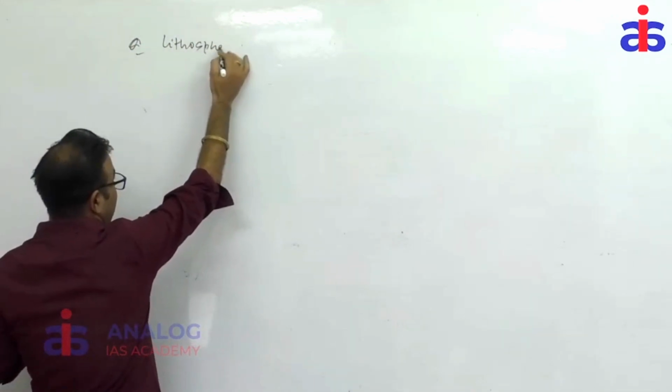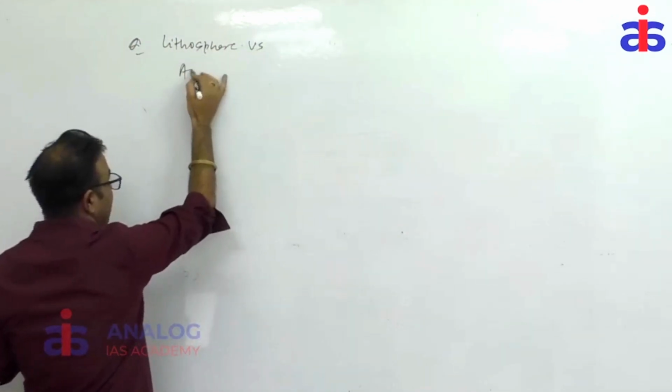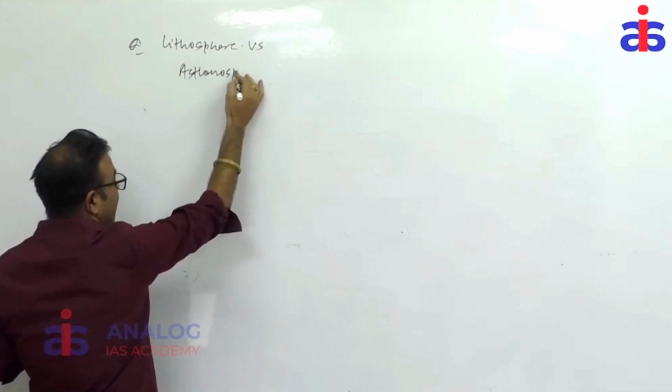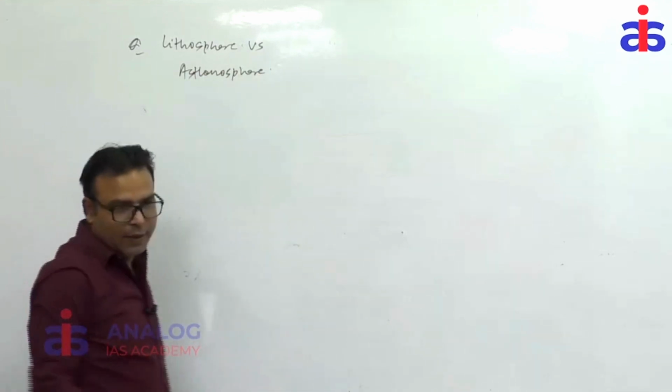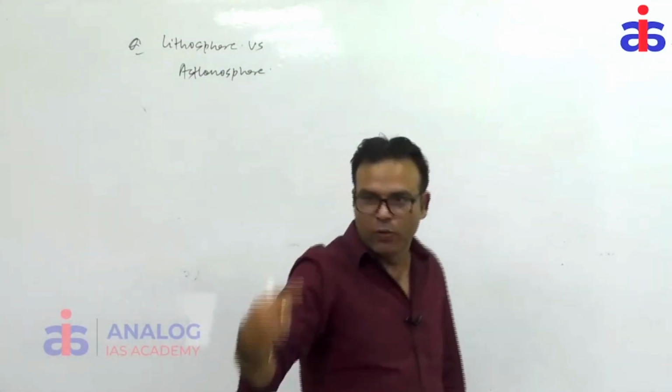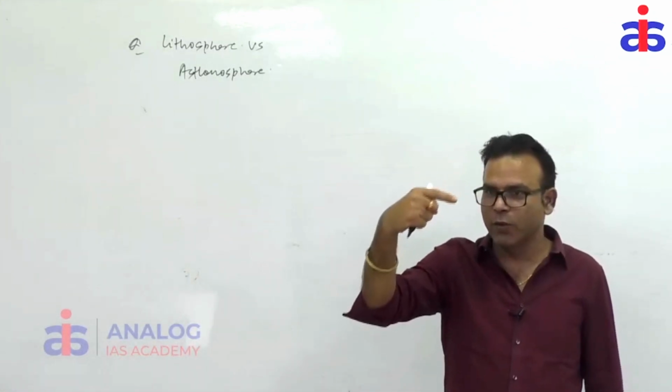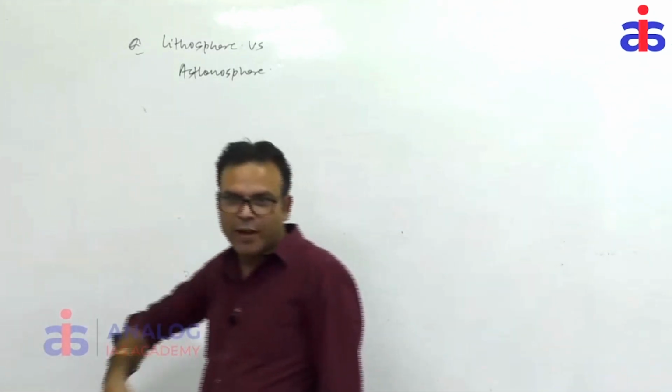Lithosphere, and what? An asthenosphere. There is another method of dividing the earth layers. One is we call crust, mantle and the core. Second we call lithosphere, asthenosphere, mesosphere and baryosphere.